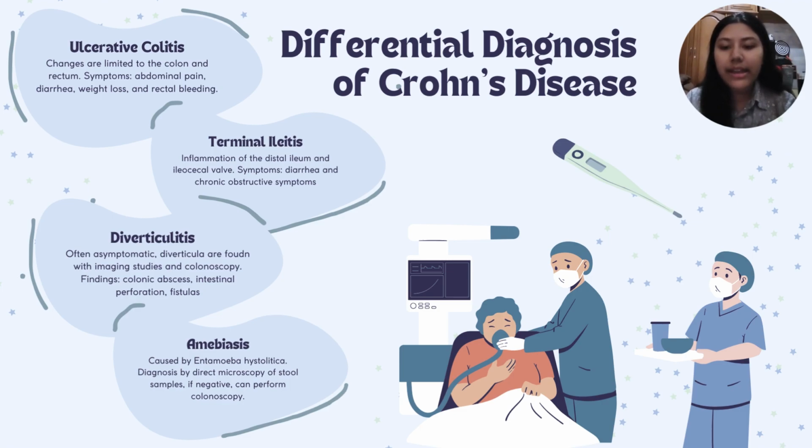Second is terminal ileitis, which involves inflammation of the distal ileum and ileocecal valve. Third is diverticulitis. Patients are often asymptomatic and diagnosis is done by imaging studies and colonoscopy. Last is amoebiasis. It is a parasitic infection caused by Entamoeba histolytica. Typically, diagnosis is done through microscopy of stool samples, but if the result is negative, colonoscopy can be performed.